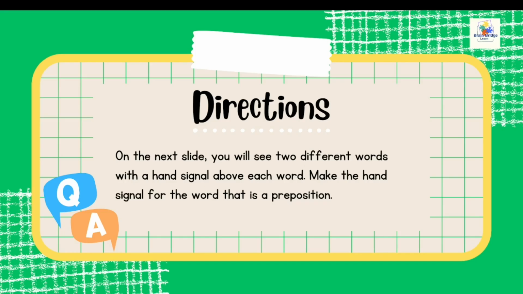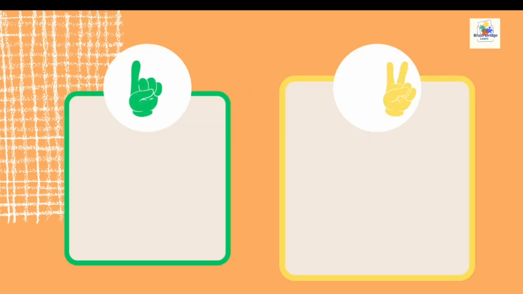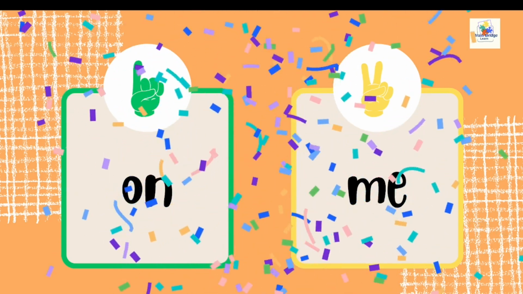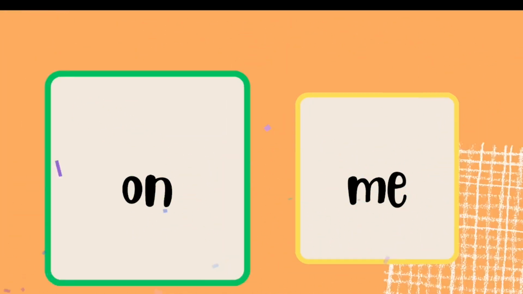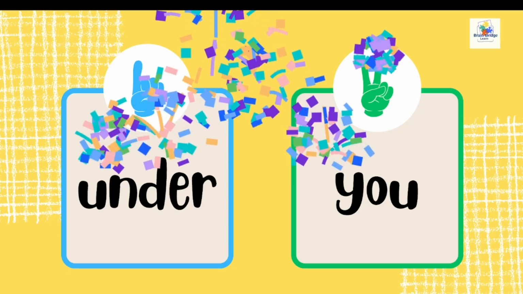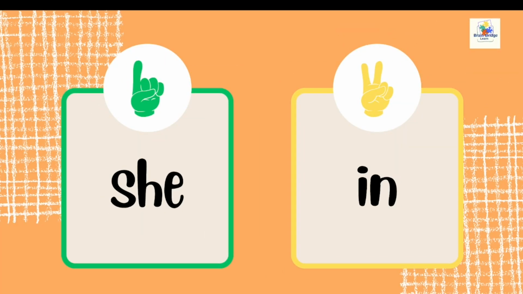So these were all the questions. On or me? The correct answer is on. For those who got it correct, good. Next, under or you? The correct answer is under. Those who got it correct, firecrackers for you. She or in? The correct answer is number 2, in.